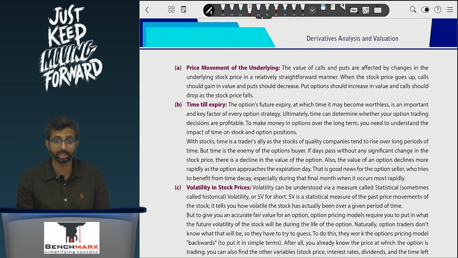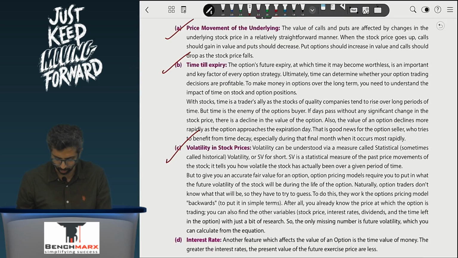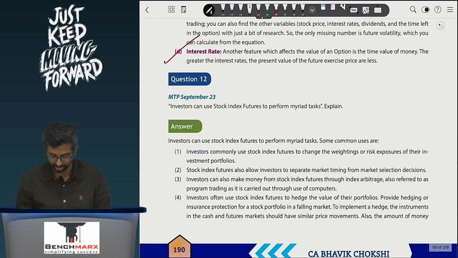The more volatile the stock, the more will be the premium. Are we clear with this? So: price movement, time till expiry, volatility of prices, interest rates, etc. Investors can use stock index futures for various purposes.